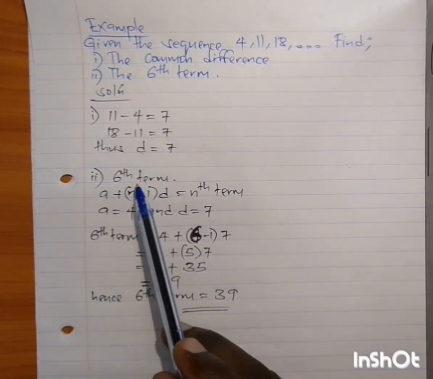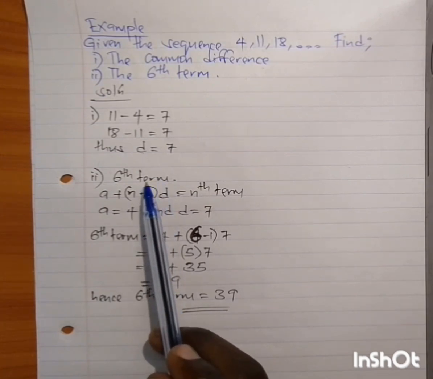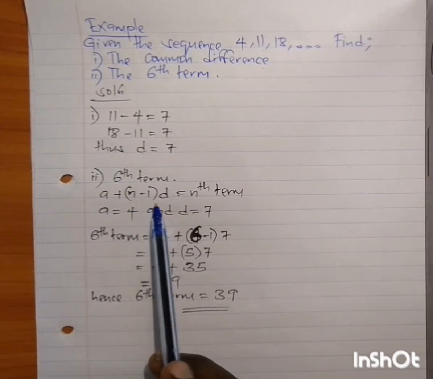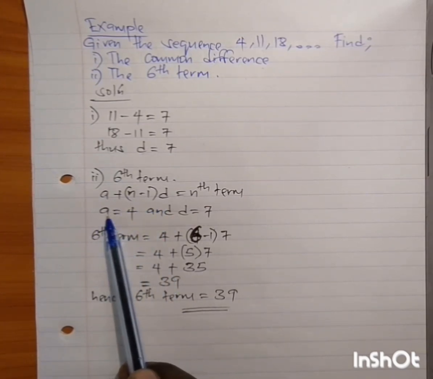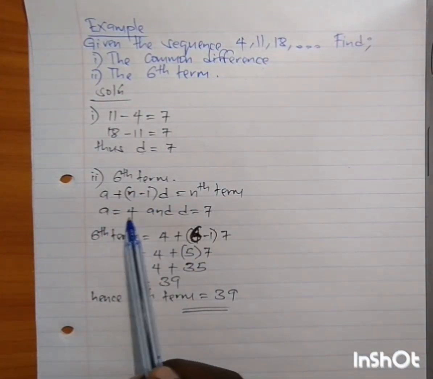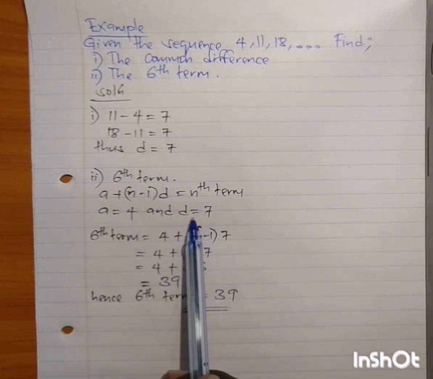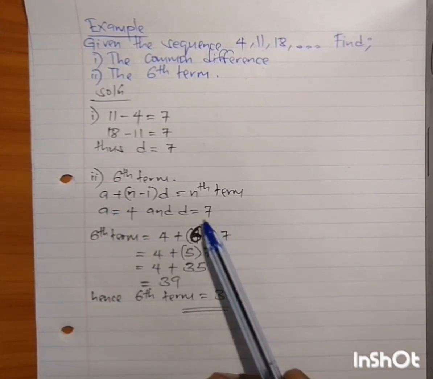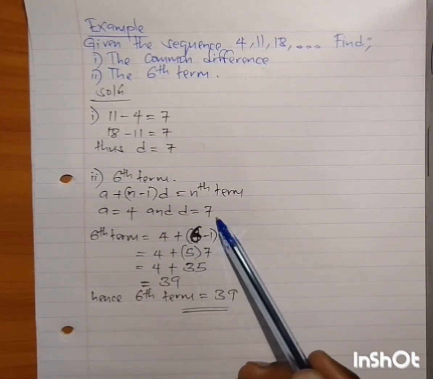And then we move to the sixth term. Finding the sixth term, you remember the formula which we had? We said that the nth term is given by a plus n minus 1 d. So we take our a, which is the first term. In our sequence here, the first term is 4, so our a is 4. And the common difference we have worked out is d, which is 7. Then we just write them in the formula. Where we have a, we replace it with 4. Where we have d, we replace it with 7.